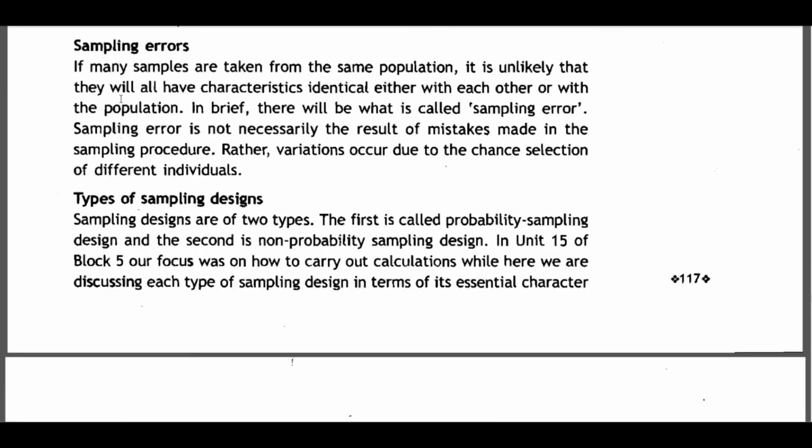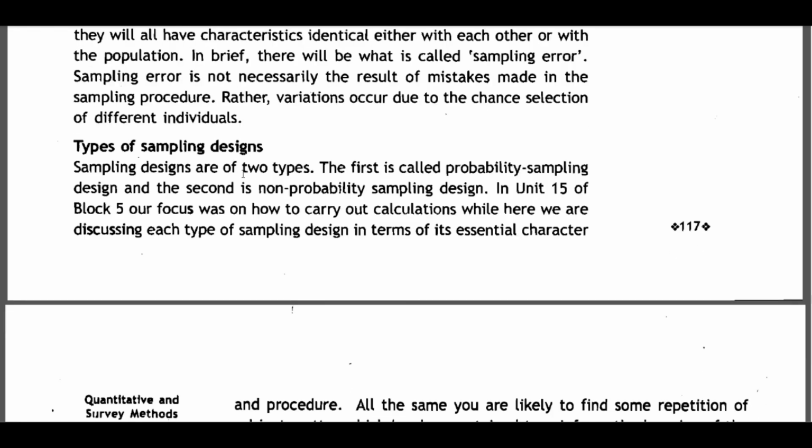Sampling error. If many samples are taken from the same population, it is unlikely that they will have identical characteristics, either with each other or with the population. In brief, there will be what is called sampling error. Sampling error is not necessarily the result of mistakes made in the sampling procedure. Rather, a variation occurs due to chance in the selection of different individuals.